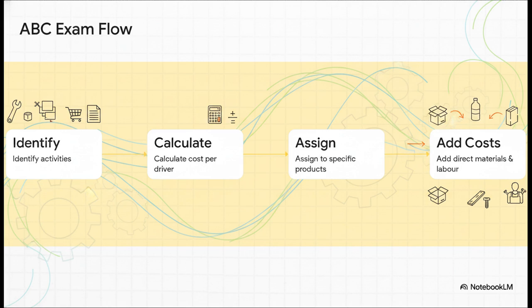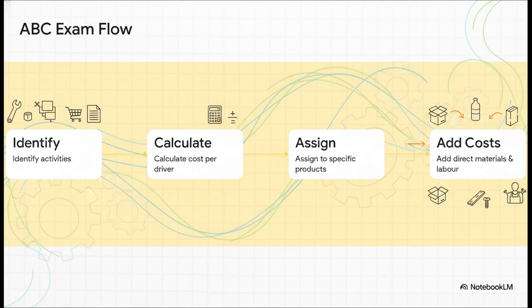Step 2, calculate the cost per driver. You do this by simply dividing the total activity cost by the total quantity of the cost driver. Step 3, assign that calculated cost to your specific products based on how many drivers each product uses. And step 4, please do not forget this in the exam, stack on your direct costs.